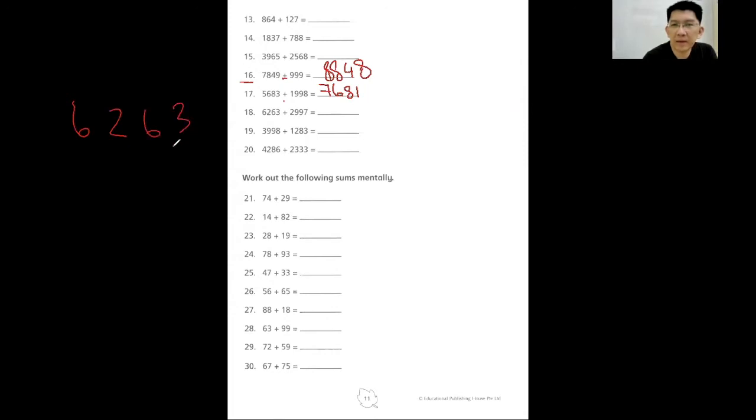6,263 plus 2,997. Okay, so that's a plus. Okay, 7 and 3, or 3 and 7. Okay, 3 plus 7 is 10. 10 has 2 digits. Okay, the back digit is 0. The front digit is 1.